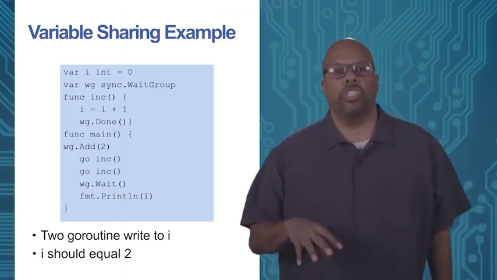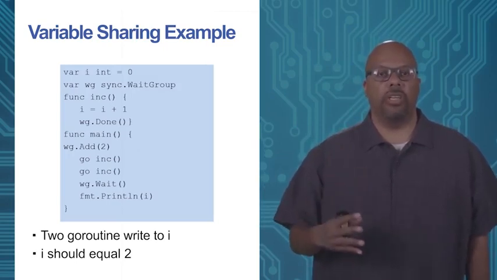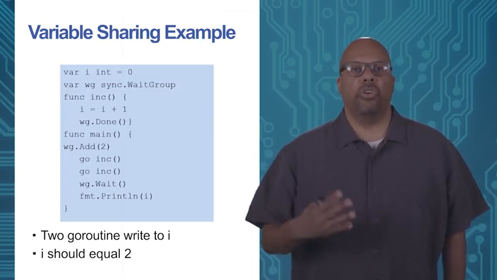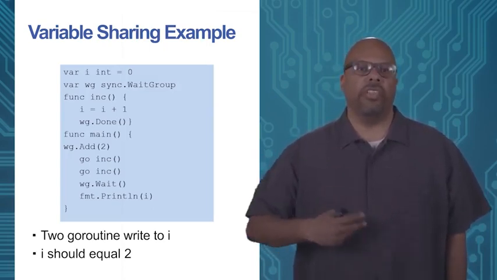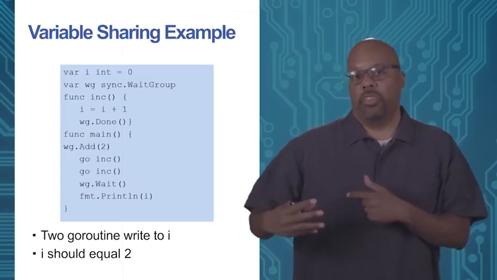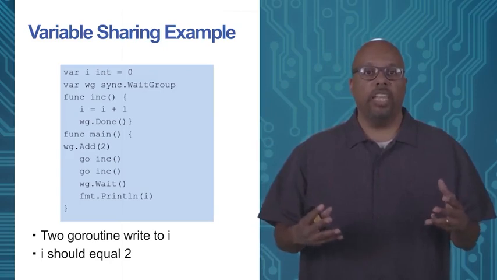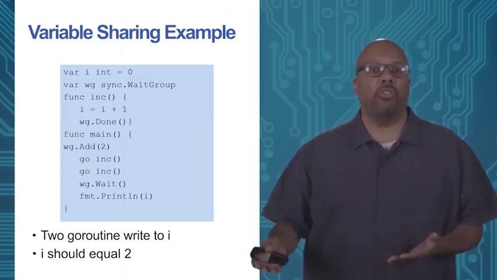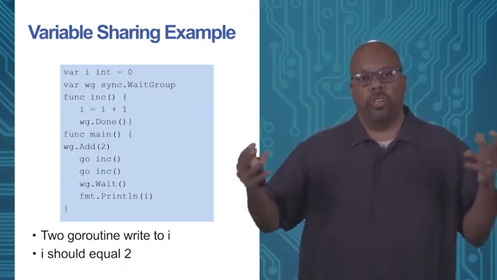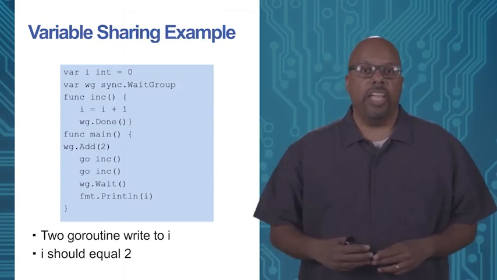Just to look at the structure of the code, there are two functions, the main and the inc function for increment. At the very top, I'm declaring this global variable I. Also, I'm declaring my wait group. Remember, I make a wait group so that the main doesn't complete before the sub-Go routines have a chance to execute. Now my increment function, all it does is I equals I plus 1, and then it calls wg.Done to know that you don't have to wait for it anymore. It is now done.